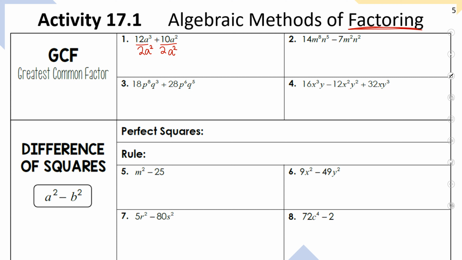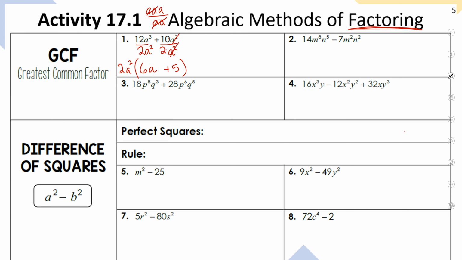12 divided by 2 is 6. I have 3 A's on top and 2 A's on the bottom. Those 2 A's cancel with these 2 A's and I'm left with 1 A. Now let's do the second one. 10 divided by 2 is 5. These A squares cancel out. So this is what I'm left with. And on the outside, I will put my greatest common factor.